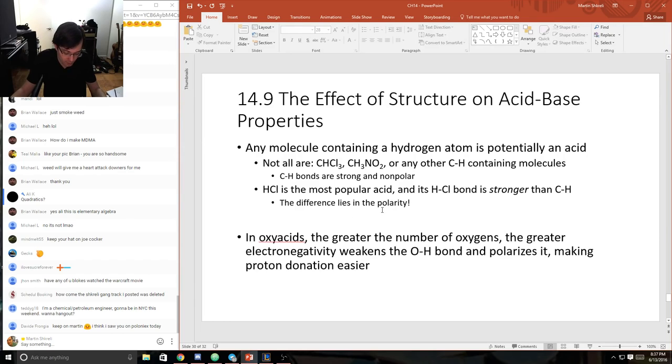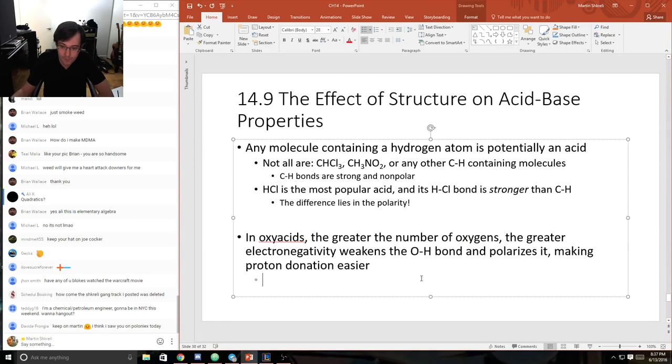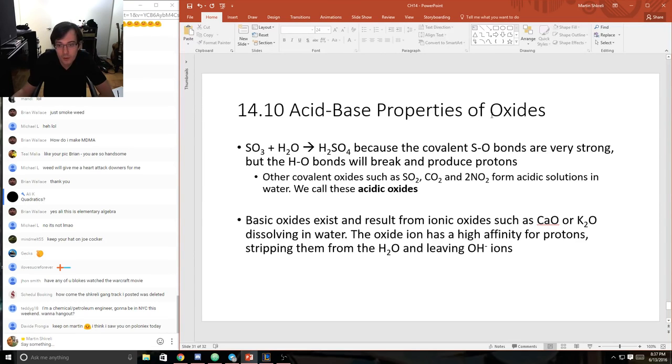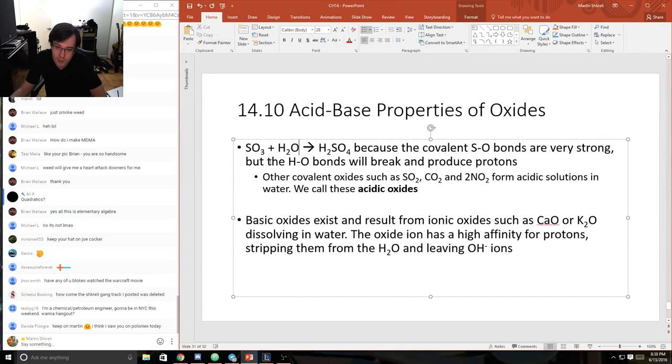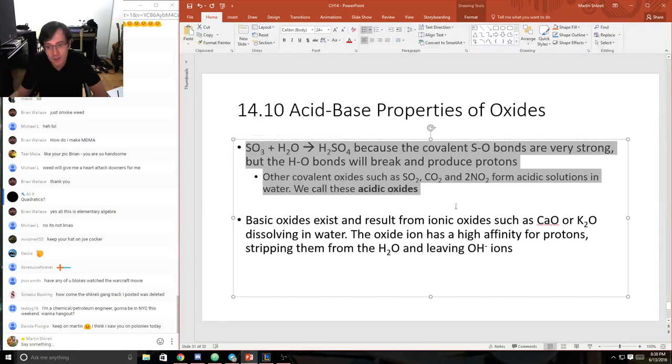And of course, it has to do with the bond regarding water. All right. Finally, we'll look at some oxides here. So we've got a situation where we're looking at SO3, and then we're looking at it becoming sulfuric acid in water. So the SO bonds are very strong and the HO bonds are not. So in this situation, you're going to have these very strong SO bonds, and this is a covalent bond, right? So you have the water bond or the OH bond will break and produce protons. So these are acidic oxides because they're covalently bonded.